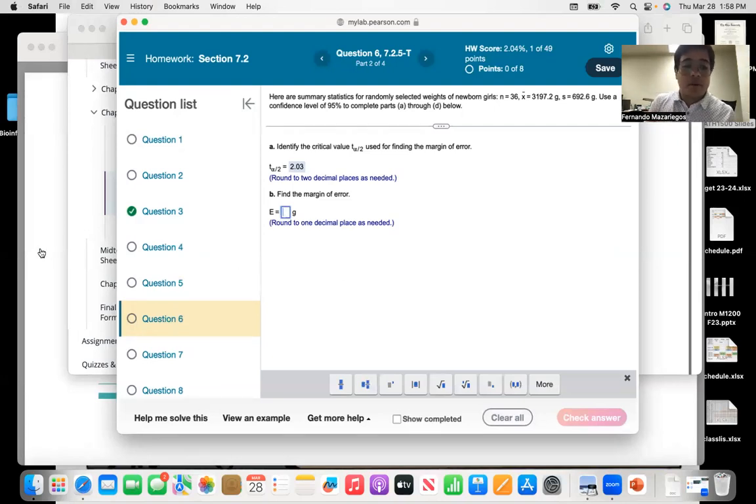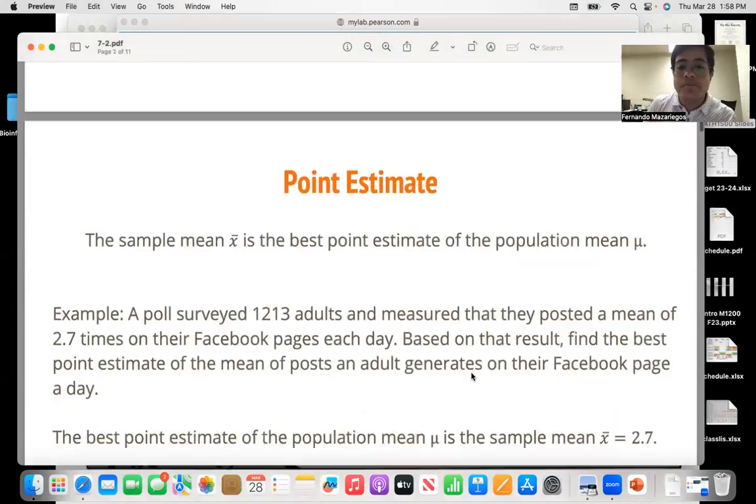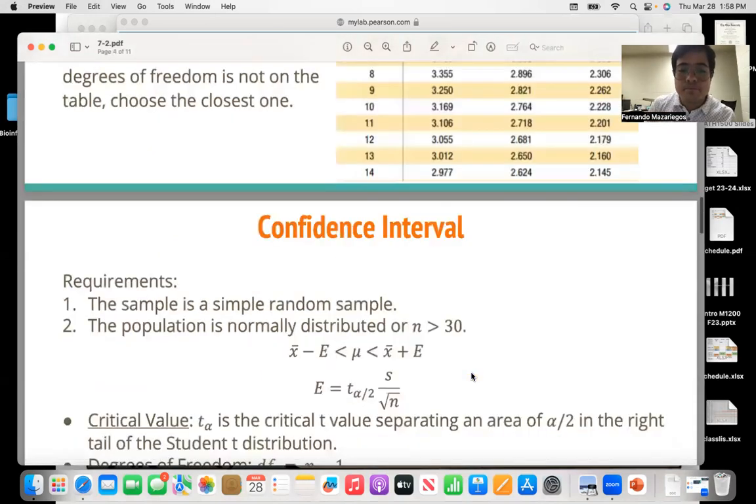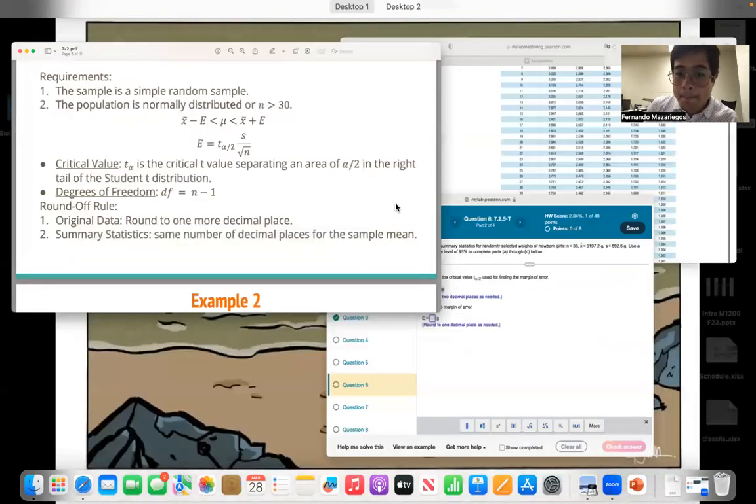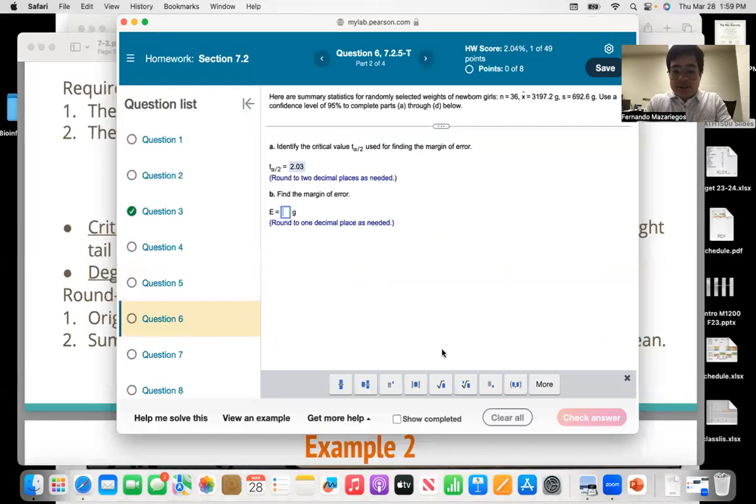Now, how do we find the margin of error? Well, let me show you. It's a similar formula, but it is a little different. The margin of error is now this. So we have this critical value. We multiply by the standard deviation and divide by the square root of the sample size. So that is T times S over the square root of the sample size.